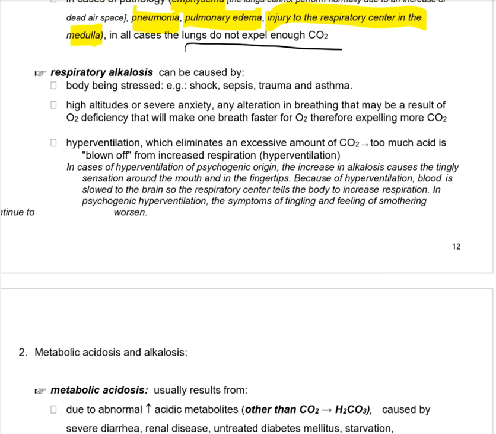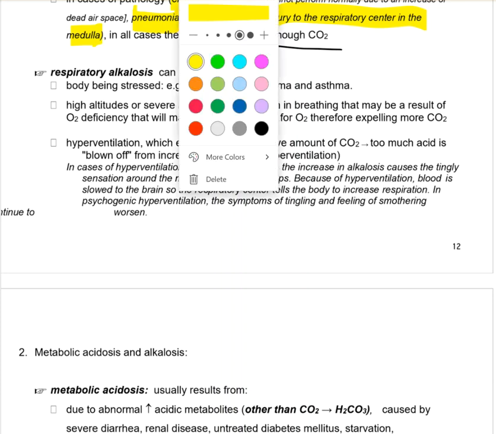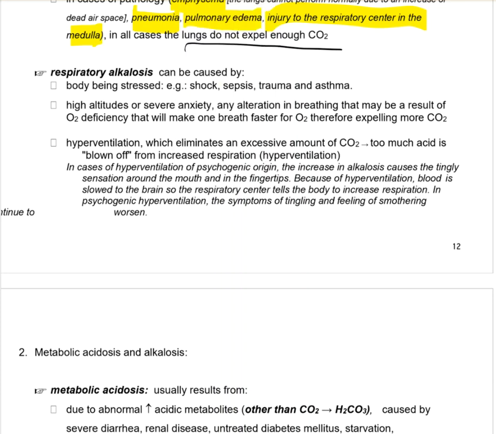Respiratory alkalosis is the opposite. The body is being stressed and it's going to be expelling more CO2 than it necessarily needs to. So the body's being stressed, maybe by shock, by some sort of sepsis or infection, some sort of trauma, or even sometimes in the case of asthma. Also, high altitudes or severe anxiety can change our breathing rate.